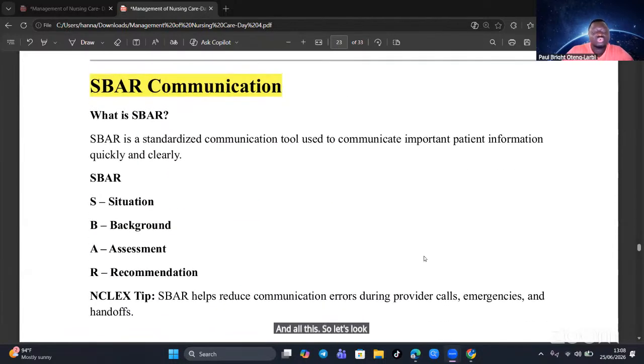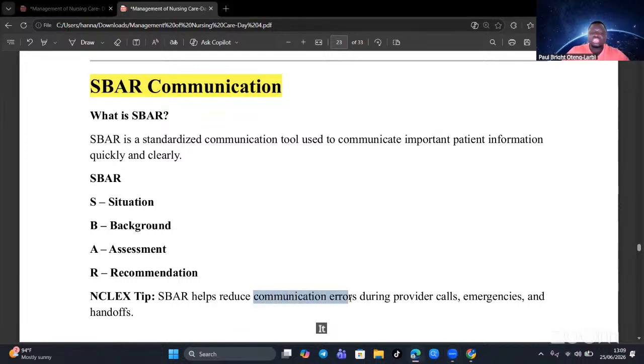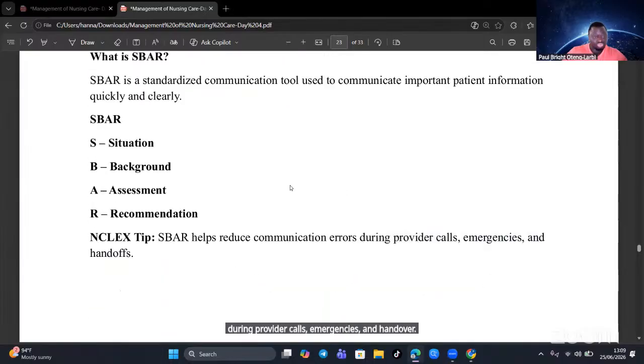So let's look at the way they talk, communication. The best tool, which everybody knows, is SBAR. When you are talking to your colleague nurse or your doctor about a patient, always use the communication tool SBAR: situation, background, assessment, and recommendation. It helps to reduce communication errors during provider calls, emergencies, and handover or handoff reports.